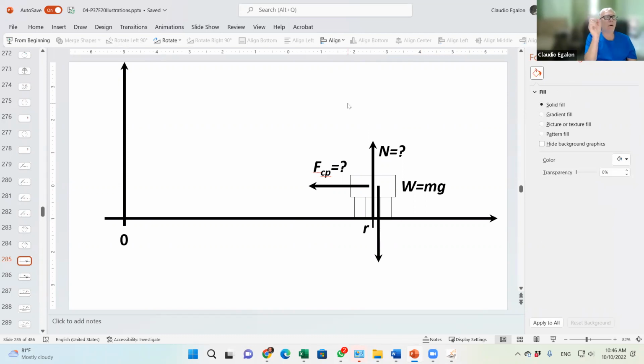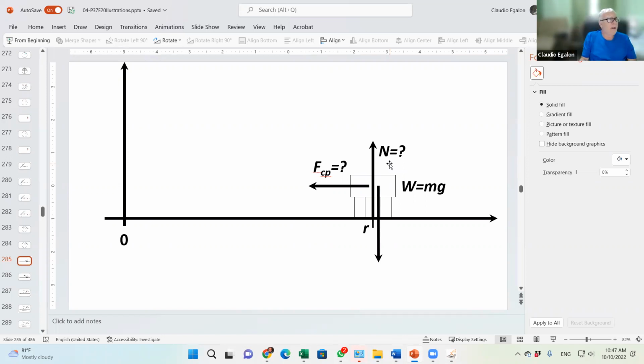Because the car is undergoing uniform circular motion, you must have a centripetal force. Now, the question is, what is this centripetal force? What's the centripetal force that's going to keep this car in this circular motion? In the case of the plane, it was the tension in the wire that kept the plane in uniform circular motion.